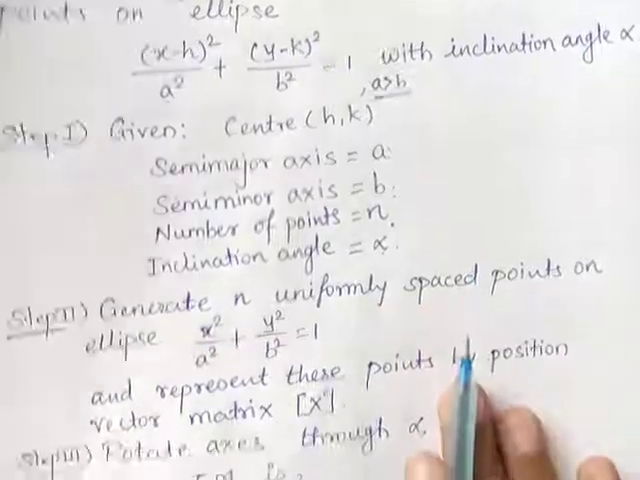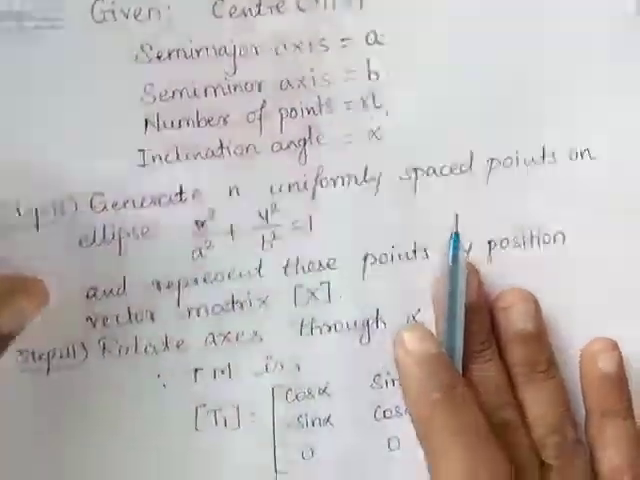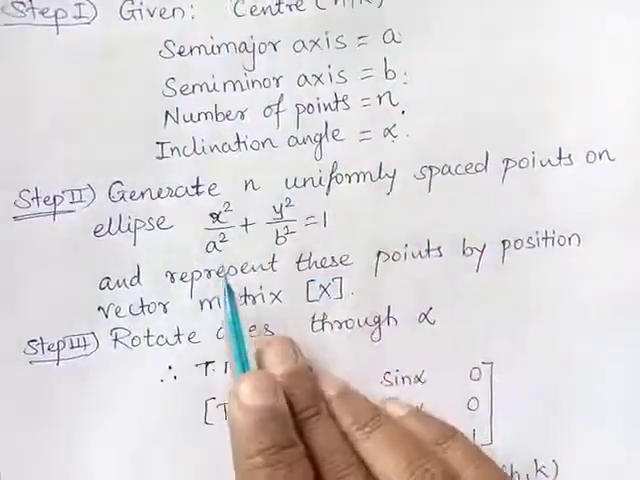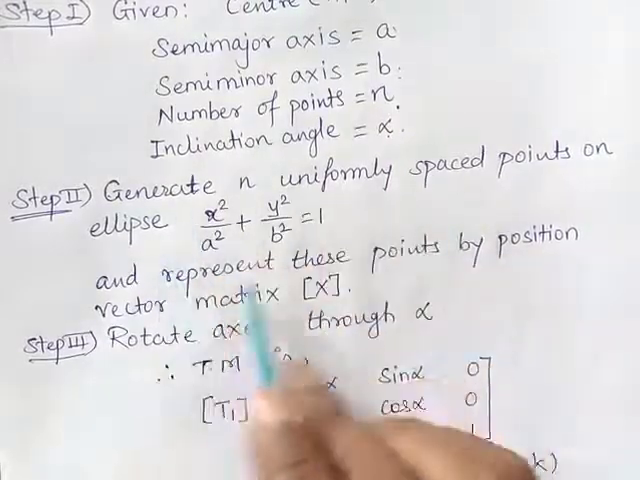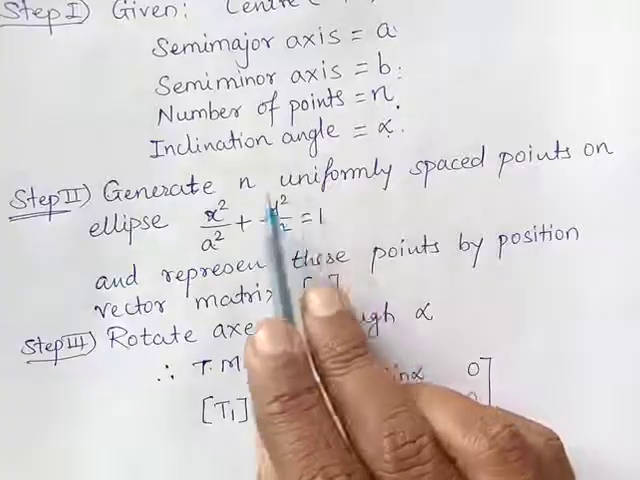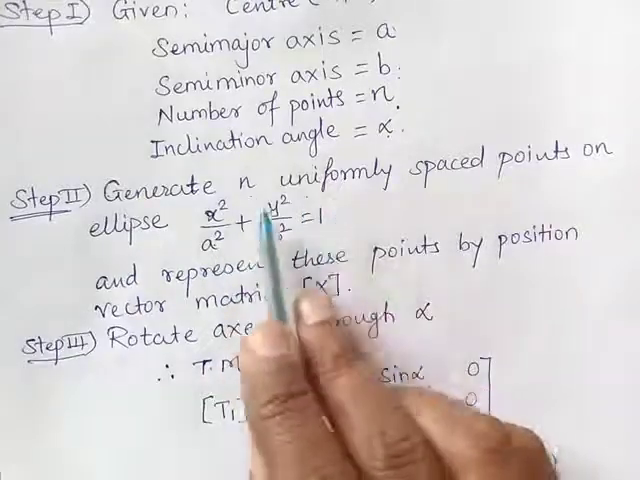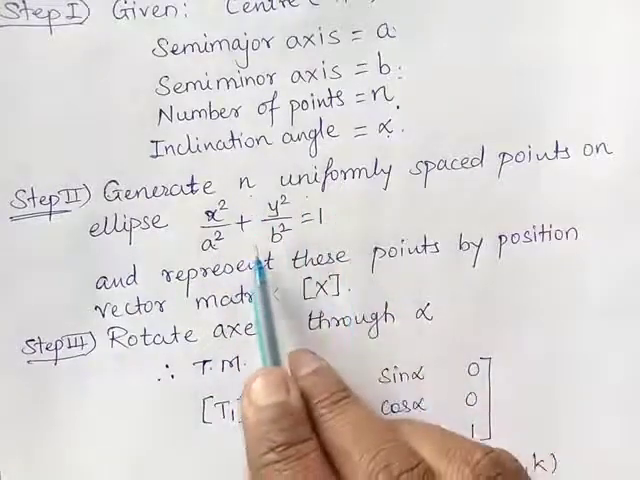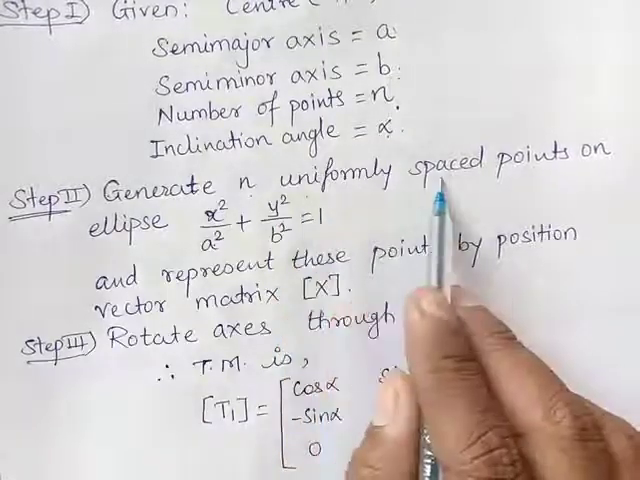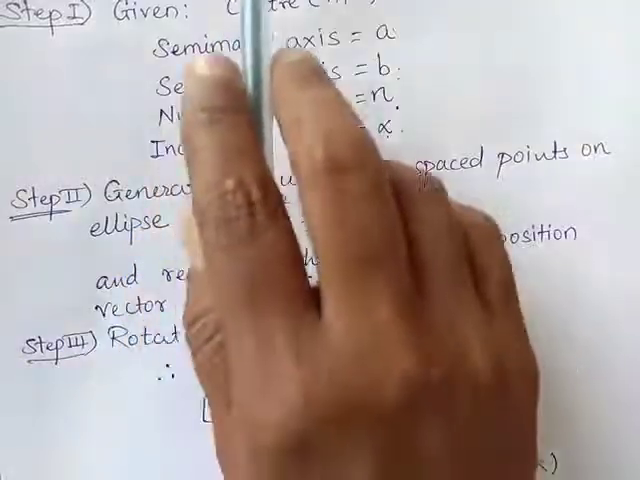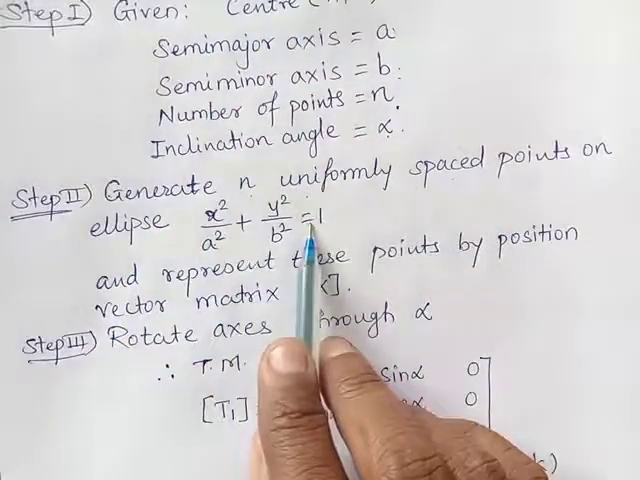Inclination angle is also given in the question. Now basically this step 2 we have to perform carefully so that the further part is okay. Now the step 2, what does that? We have to generate the number of points n using the previous algorithm to determine points on a standard ellipse with focus at origin.